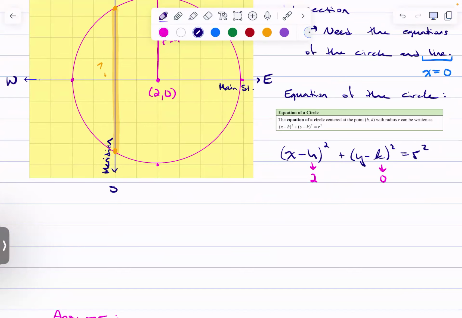So, a way nicer equation than what we were working with last day. We also know the radius. The radius is 4, right? It's the 4-mile delivery radius. So if we sub those in, we get x minus 2 squared plus y minus 0 squared, which of course you don't have to write.